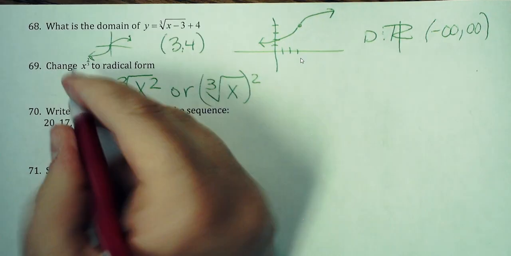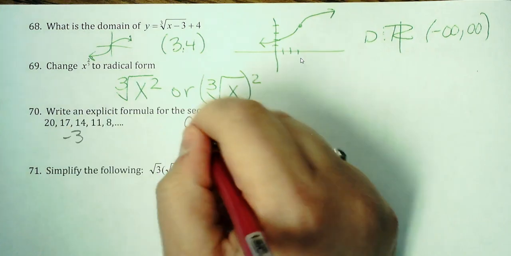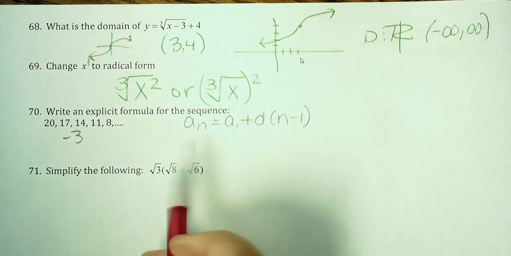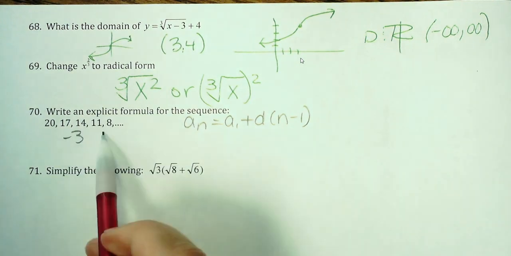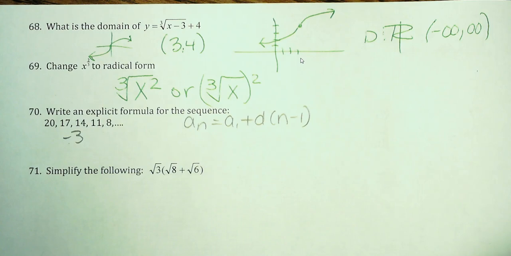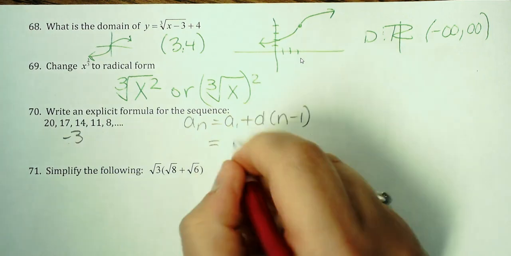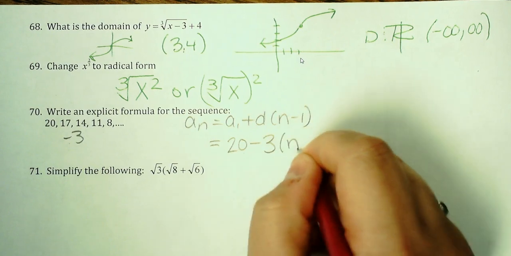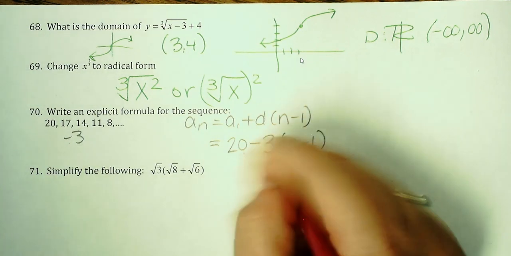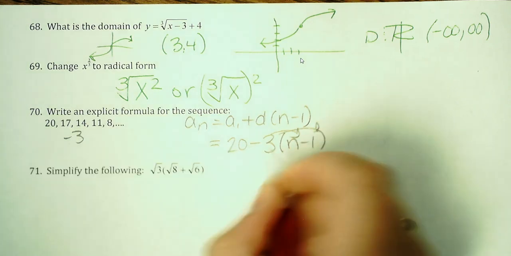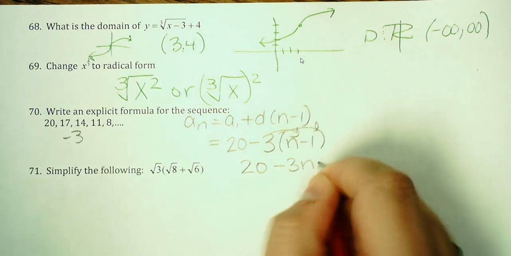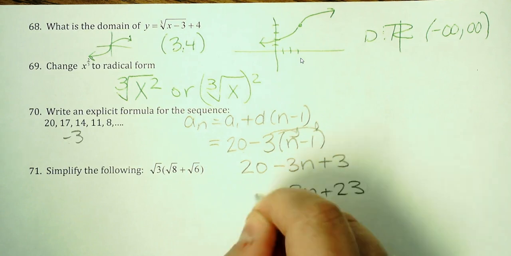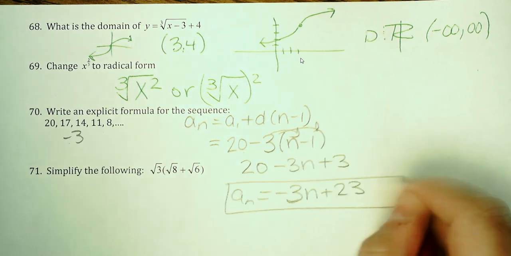Okay, explicit formula, we're subtracting 3 every time, a sub n, first term, common difference times n minus 1. This is explicit for an arithmetic, which is arithmetic because we're subtracting the same thing between the terms, I'm going to sub in the 20. We are subtracting 3, so I'm going to write this as minus 3 here. And don't subtract these. Distribute the 3 first. So you got minus 3n and then plus 3, negative 3n plus 23 would be an explicit formula.